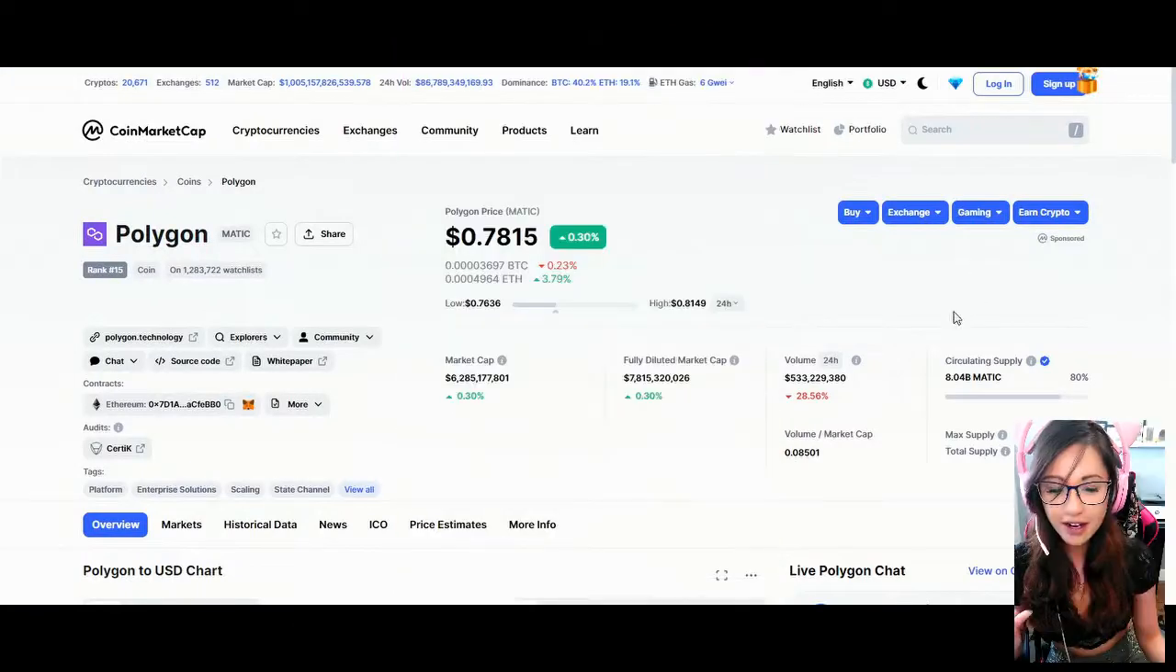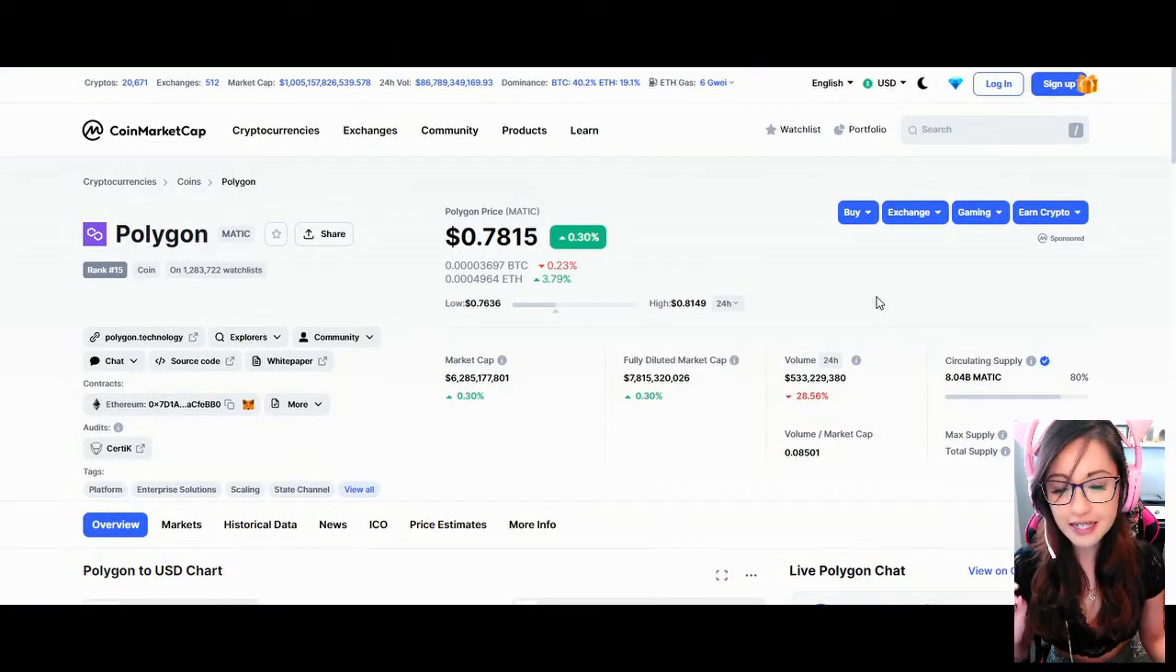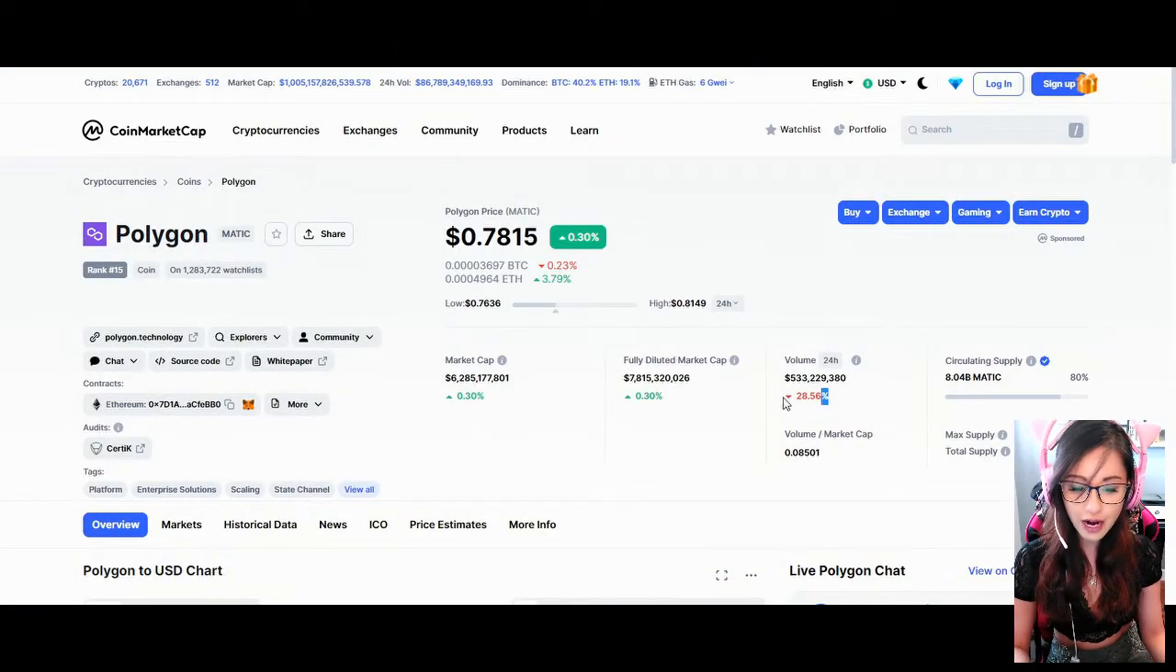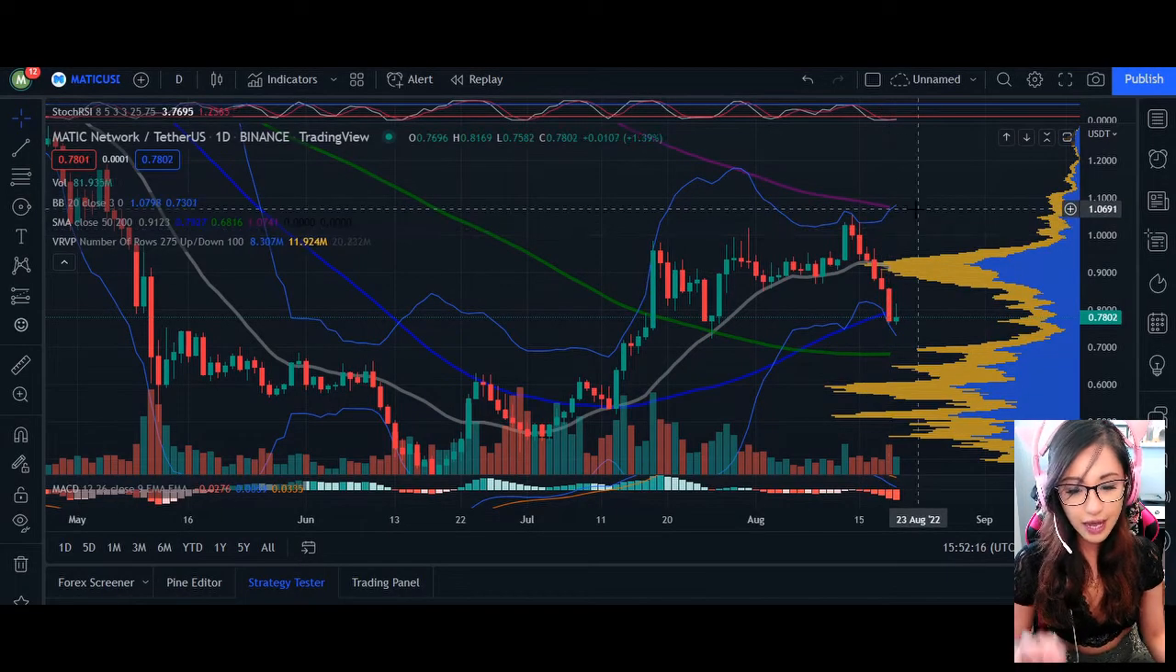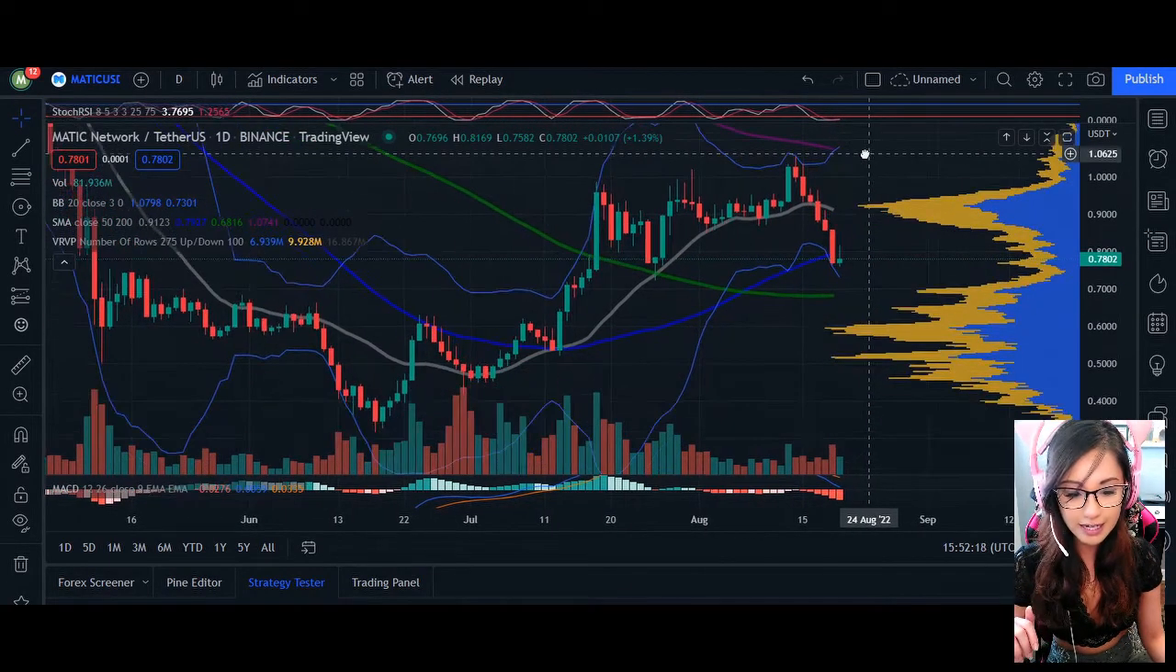So here we are. We are trading at 0.7815, 24-hour volume, we're down 28%. Market cap, we are up 0.30%. Okay, so heading over to the chart, we've got it on a daily time frame.